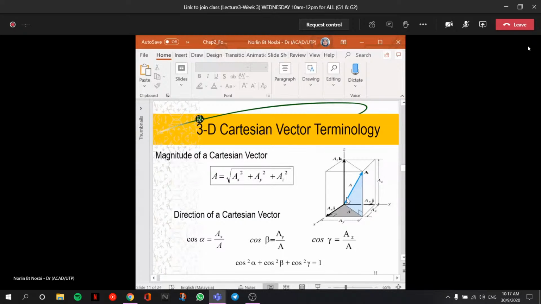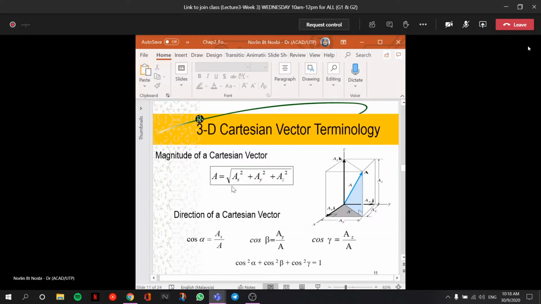So you have to use the magnitude of Cartesian vector. The formula for the magnitude of a Cartesian vector is ax square plus ay square plus az square. In this formula, it is the summation of x, y, and z. Why? Because it is in 3D. If the graphic is in 2D, there would be no z, so only x and y are left. In this situation, it's 3D, so you have to add az square. I'm sure you all know the formula for the magnitude of Cartesian vector.